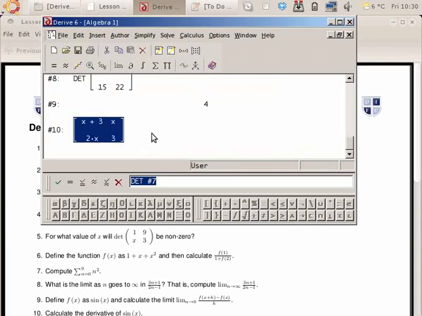Now, we would like to know when does this matrix not have an inverse. So it does not have an inverse when its determinant is 0. So this time I'll type in determinant of line 10 equals 0.